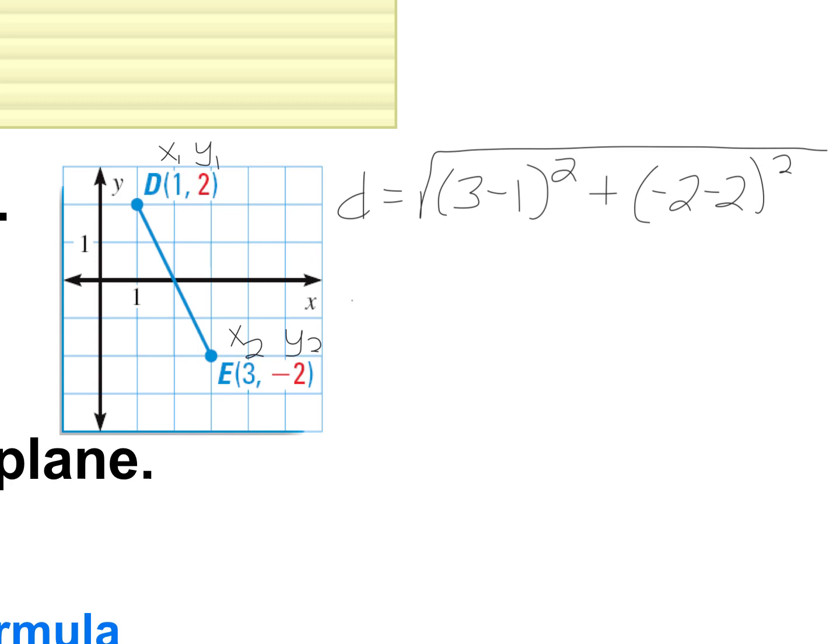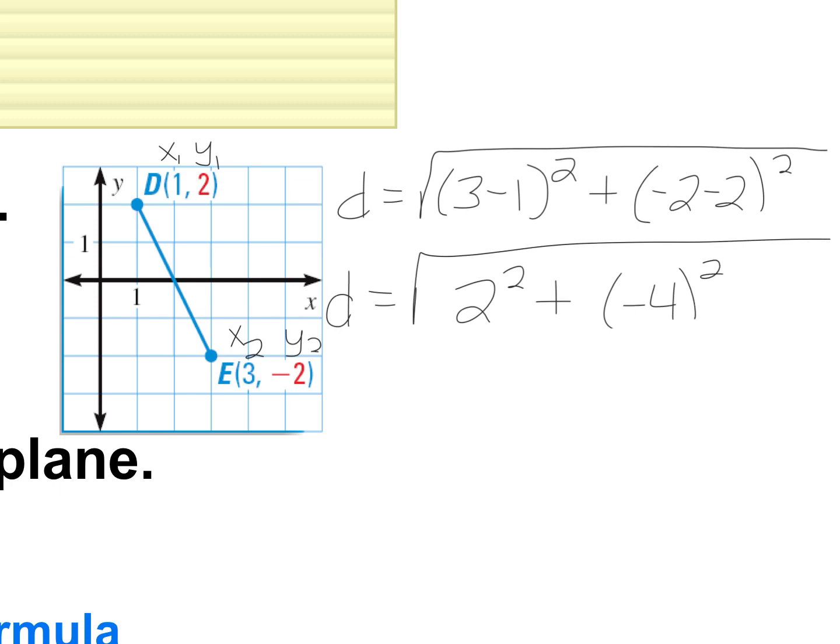Okay? So now we just solve. Order of operations, what does it tell you to do first? Parentheses. What's 3 minus 1? 2. What's -2 minus 2? -4. Since it's negative, I'm going to go ahead and put it in parentheses. What is my next step in order of operations? Exponents. What's 2 squared? 4. What's -4 squared? 16. So if it's negative, your answer is going to end up positive.